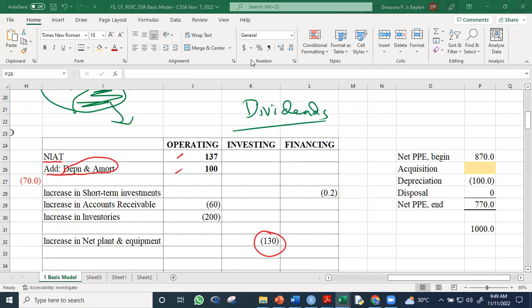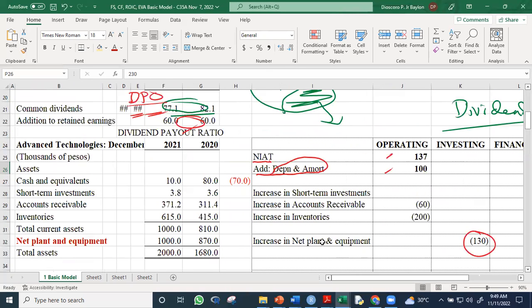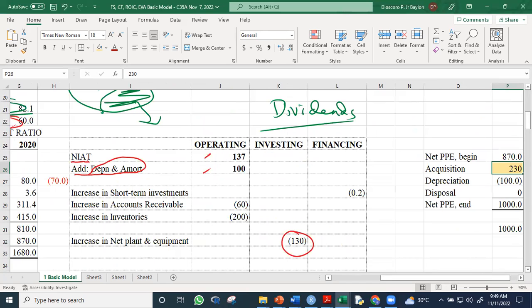Yeah, thank you, Patricia. Yeah, thank you, guys. Yeah, you're correct. If this was 230, then we have the correct balance. So this indicates that the company acquired assets worth 230 and not 130, because here we're saying that the company acquired assets of 130.